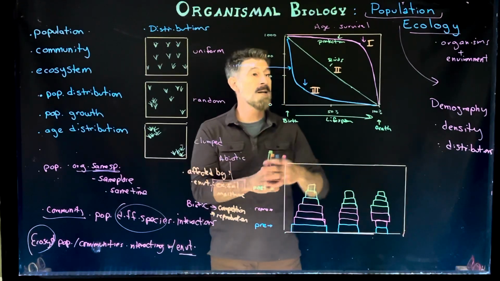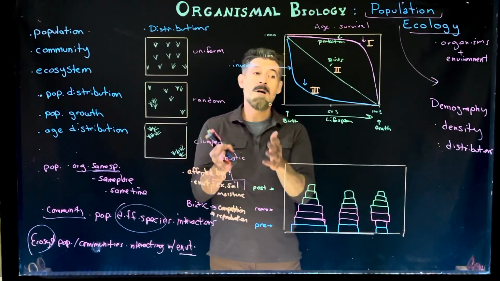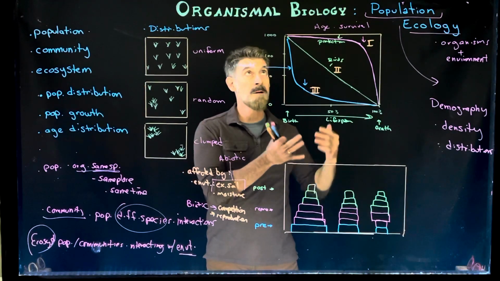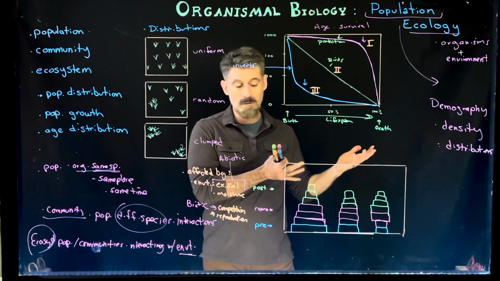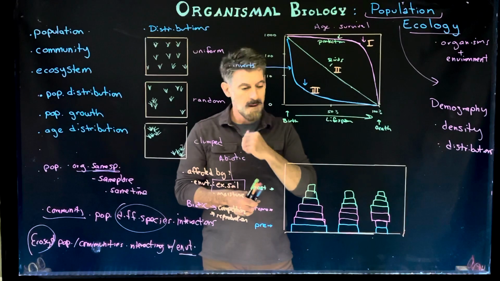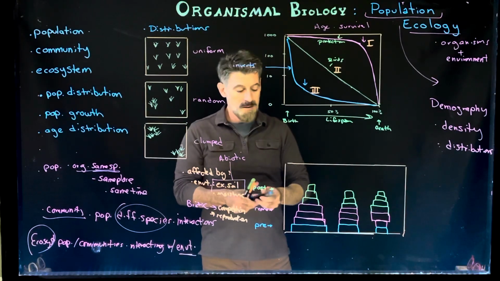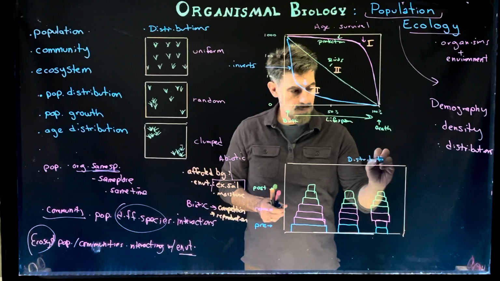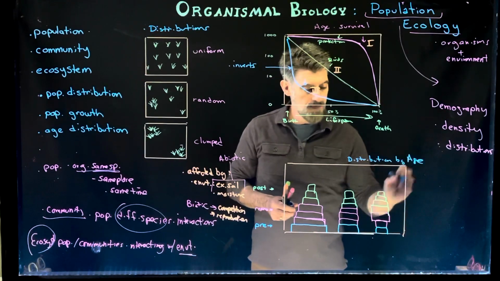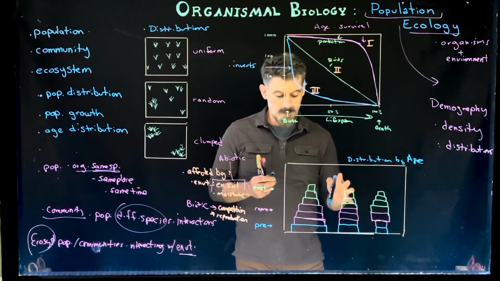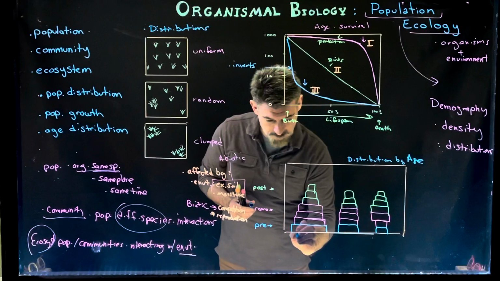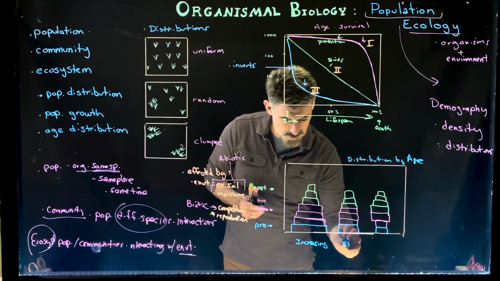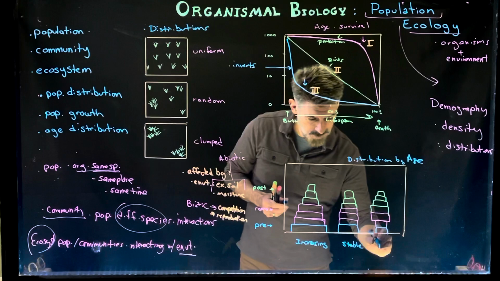So say you find individuals in a population, you're counting them, you might be measuring them, and sometimes the size indicates their age. Other techniques might be needed to age an organism than just measuring them or weighing them. So when we look at a population and we look at distributions by age, we find that there's often these three major patterns. We find populations that are increasing, populations that are stable, and populations that seem to be decreasing.